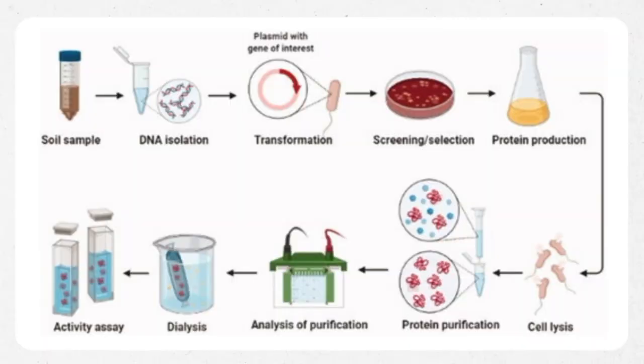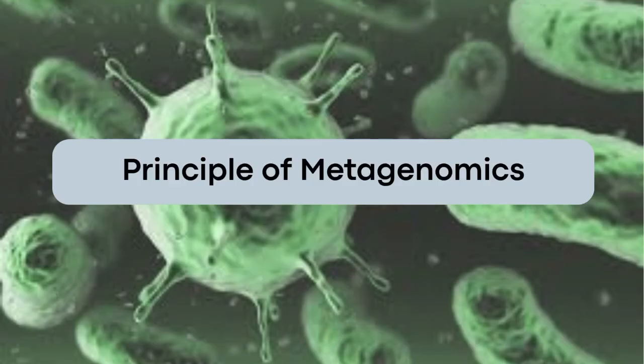Steps in functional-based metagenomic analysis. Number 1. Sample collection. Number 2. DNA extraction. Number 3. Construction of metagenomic library. Number 4. Functional searching. Number 5. Identification of positive clones. Number 6. Sequencing and bioinformatics analysis. Number 7. Functional characterization.